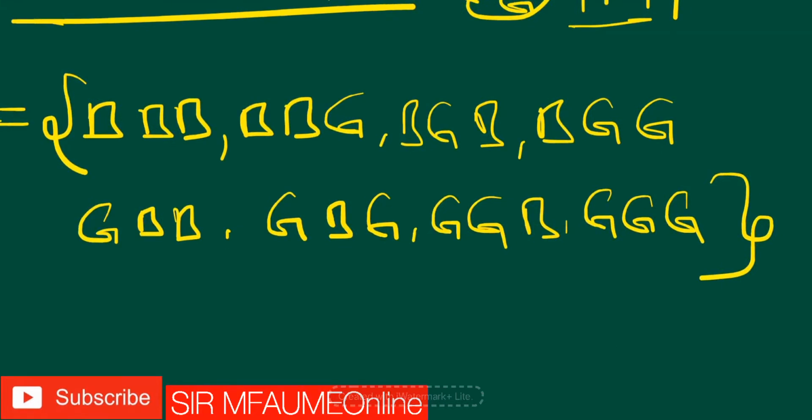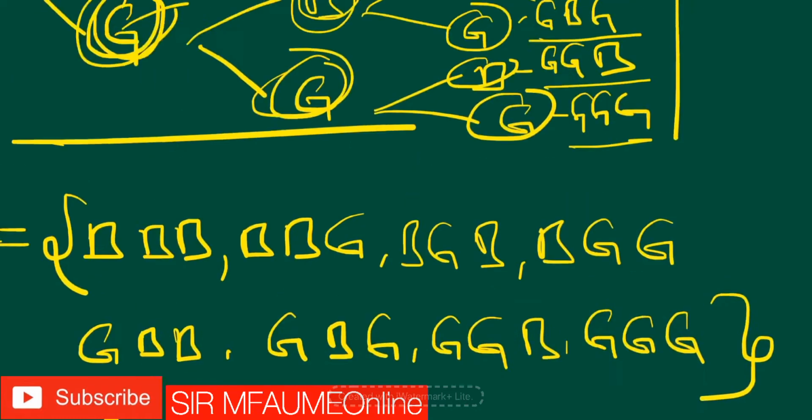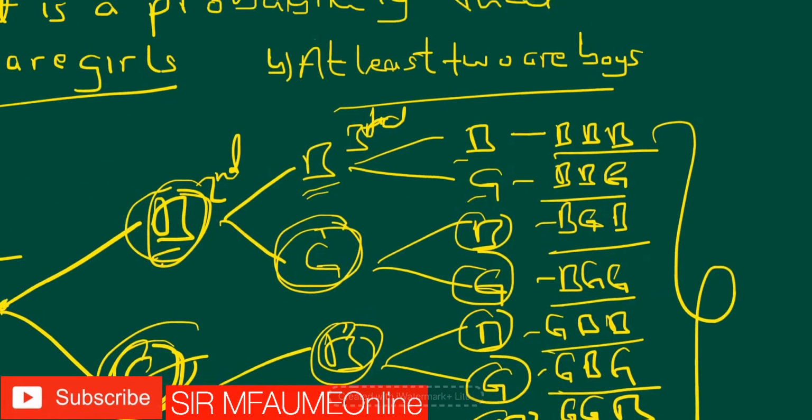What is the number of the sample space? Let us count. We have 1, 2, 3, 4, 5, 6, 7, 8. So the number of samples equals 8. You have to write the number of samples equals 8. Okay, but how about the event? The number of events depends on the question. Let us refer to the question.